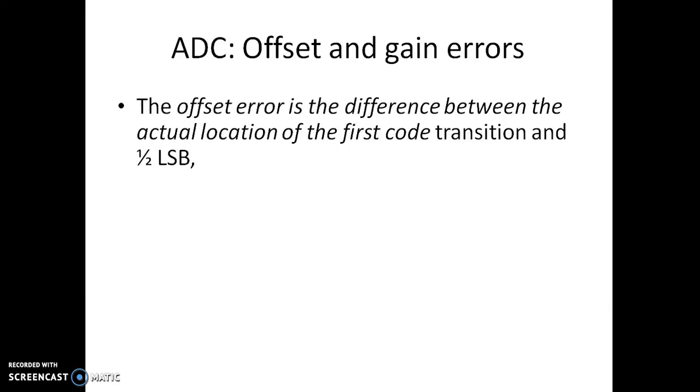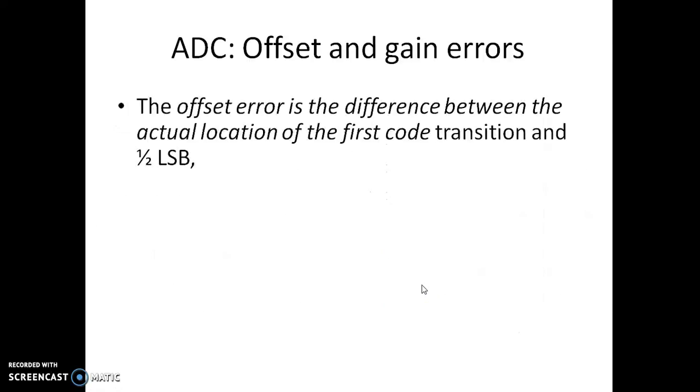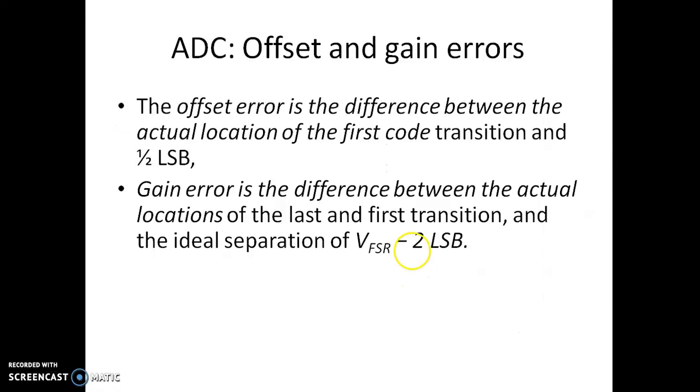So offset error is the difference between the actual location of the first code transition and half LSB. As you can see here, in this case there is a transition happening at half LSB. If it was not happening at this point, then there would have been some offset error. Since the transition of the first bit is happening at half LSB, in this particular case there is no offset error.